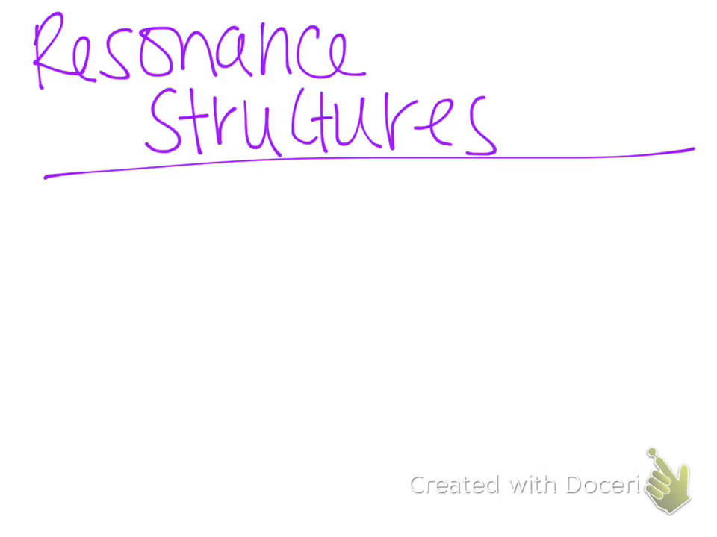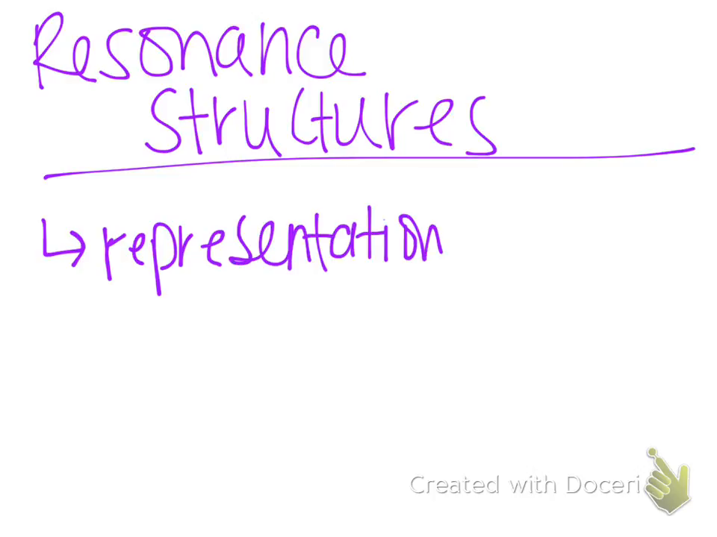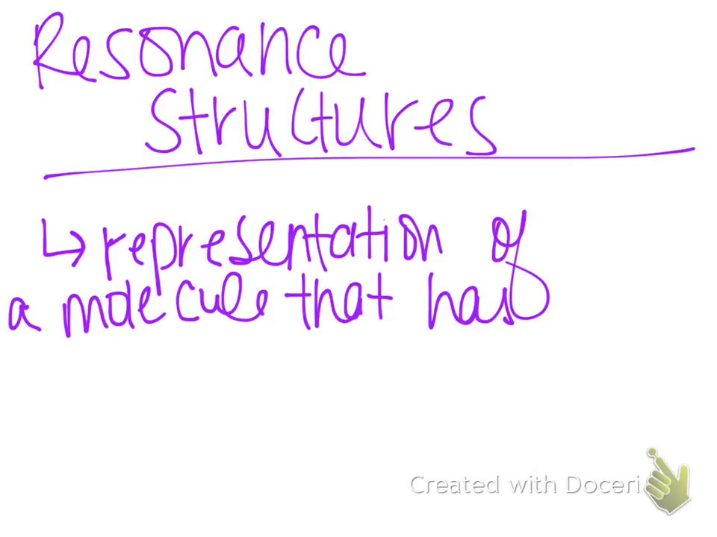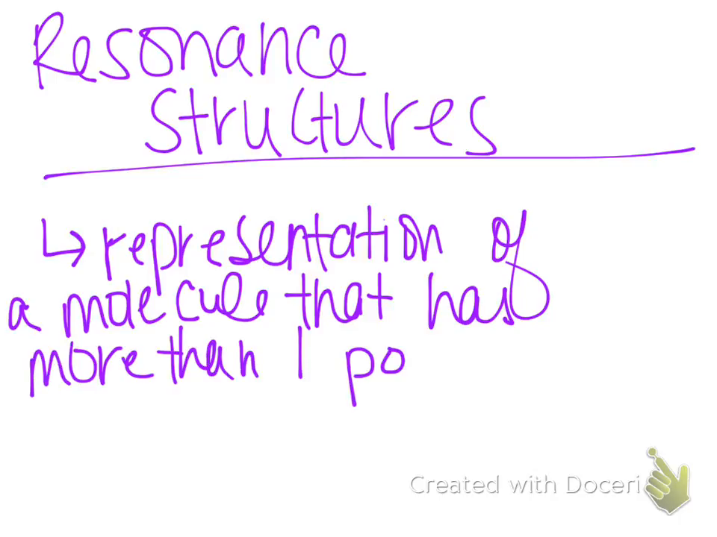So when we talk about resonant structures, they are a type of Lewis structure, a type of representation of a molecule. Okay, it's still a two-dimensional representation. We're not getting into the shapes or anything yet, but it's still a representation. And a resonant structure is a representation of a molecule that has more than one possible Lewis structure.